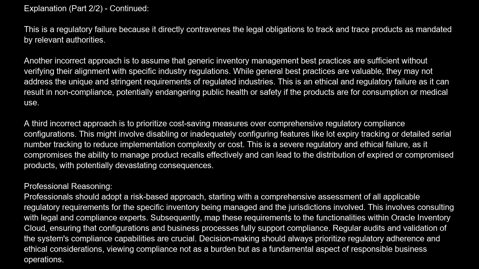A third incorrect approach is to prioritize cost-saving measures over comprehensive regulatory compliance configurations. This might involve disabling or inadequately configuring features like lot expiry tracking or detailed serial number tracking to reduce implementation complexity or cost. This is a severe regulatory and ethical failure, as it compromises the ability to manage product recalls effectively and can lead to the distribution of expired or compromised products, with potentially devastating consequences.